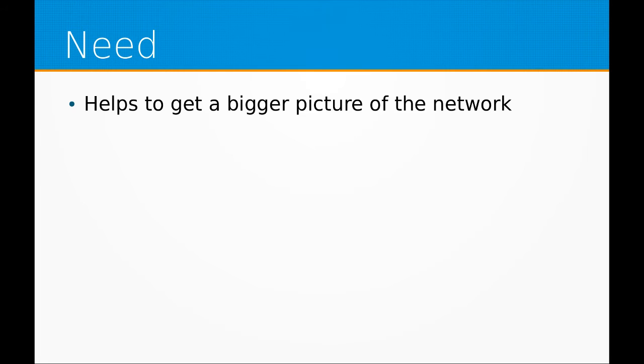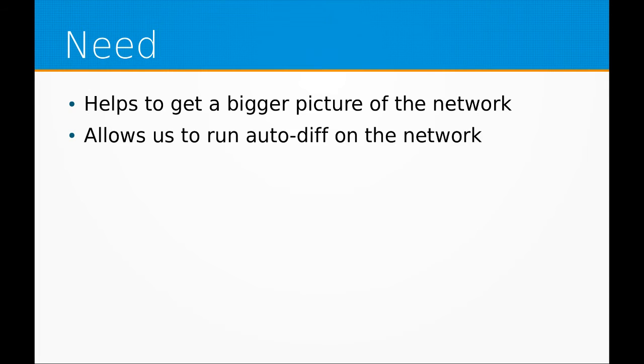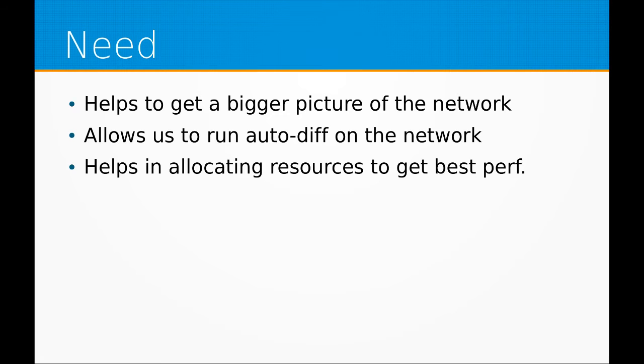So the question is, why do you need it? Okay, it's a graphical way to represent operations. It helps you visualize and things like that. So that's a good to have feature. Why should it be a core part of the deep learning framework? The reason is that it helps you get a bigger picture of the network. And it helps you run something called auto differentiation on the network. I'll come to this later, but basically auto diff is how back propagation is run on networks, and it helps in allocating resources to get the best performance.